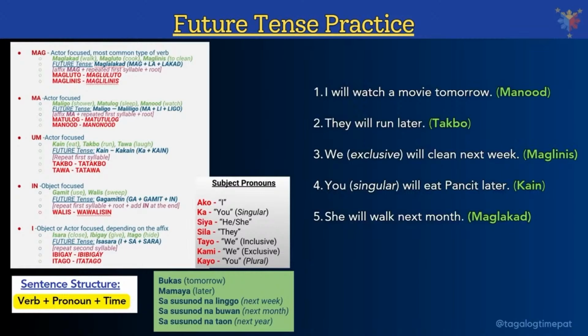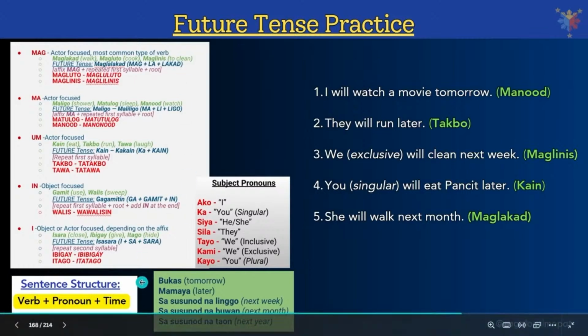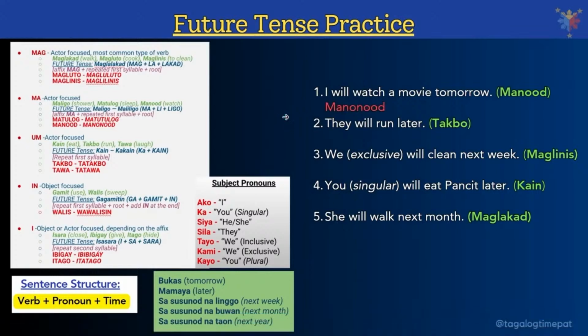Now here are some examples. Let's do the first one together. I will watch a movie tomorrow. Manood means to watch. So again, let's take a look at our sentence structure. It should be verb plus pronoun plus time. Manonood is the future tense conjugation of manood. Manonood ako means I. Ng sine bukas means tomorrow. Manonood ako ng sine bukas. I will watch a movie tomorrow. Again, if you're going to add an object, it would just go right before time.